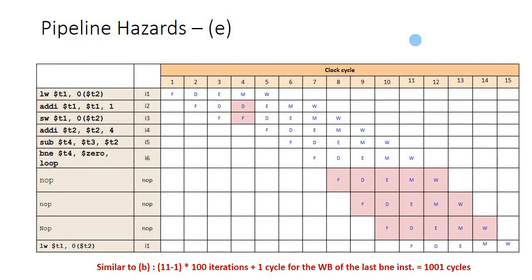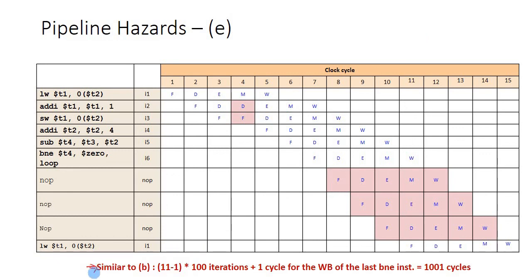Now in the last part, part E, we are saying that the branch is handled by delayed branching, which is similar to part B. That means there is no early detection. If we look at the analysis, this is exactly the same as what we saw for part B. It's exactly the same as part B.